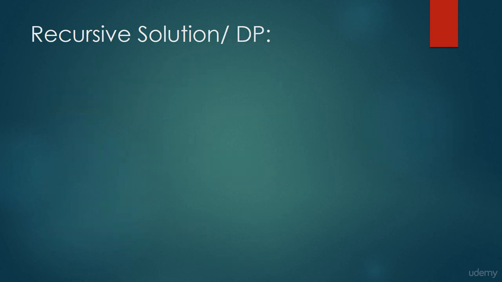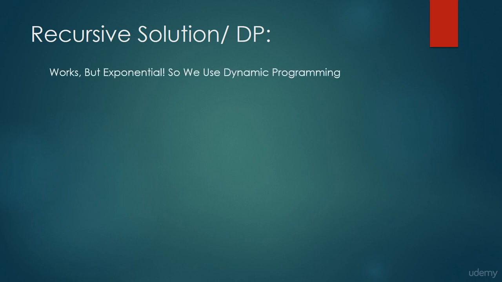So let us have a look at the dynamic programming solution. The recursive solution does work, but it's exponential. If we only follow the recursive way, it runs at exponential time. That's why we're going to be using dynamic programming to store the values of the recursions and take it down from exponential to polynomial time.